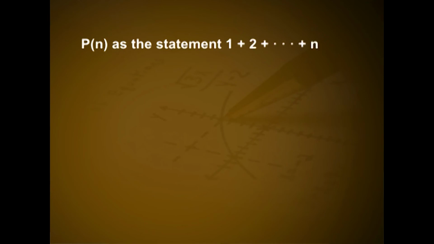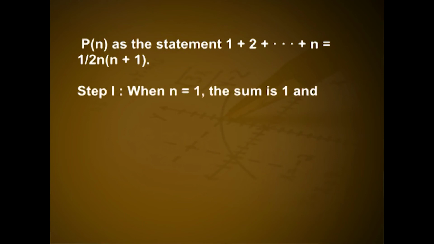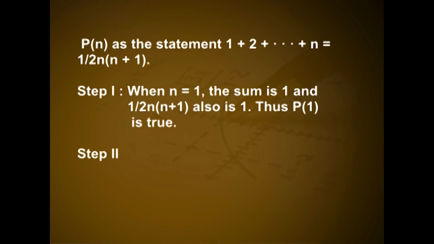Example. The principle of mathematical induction is used to prove that the sum of the first n natural numbers is half into n plus 1. Take P of n as the statement 1 plus 2 plus etc. plus n equals half into n plus 1. Step 1. When n equals 1, the sum is 1 and half into n plus 1 also is 1. Thus, P of 1 is true.